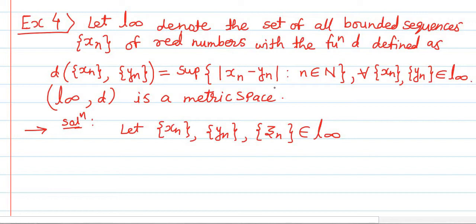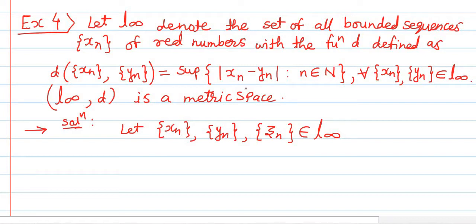So if we have to check the first condition, then we know that the distance between sequence xn and sequence yn, which is defined here, is the supremum of this set, and this set is a set of non-negative real numbers. And we know that the supremum of a set of non-negative real numbers is obviously non-negative. Therefore this distance will always be greater than or equal to 0. Therefore the first condition is verified here.